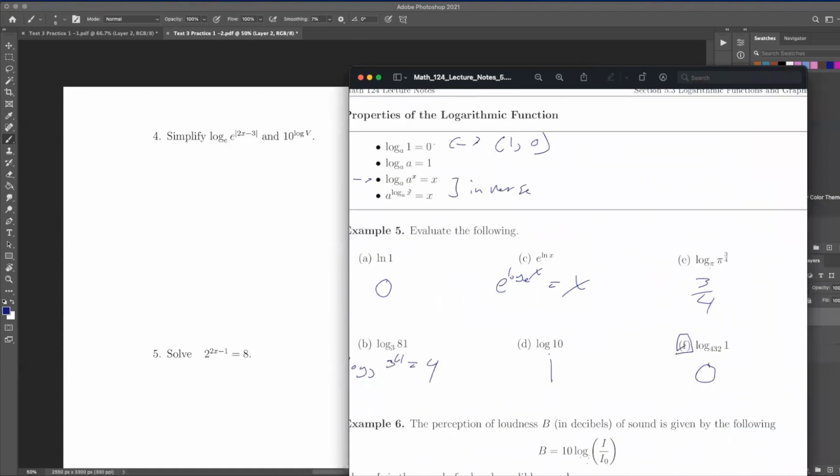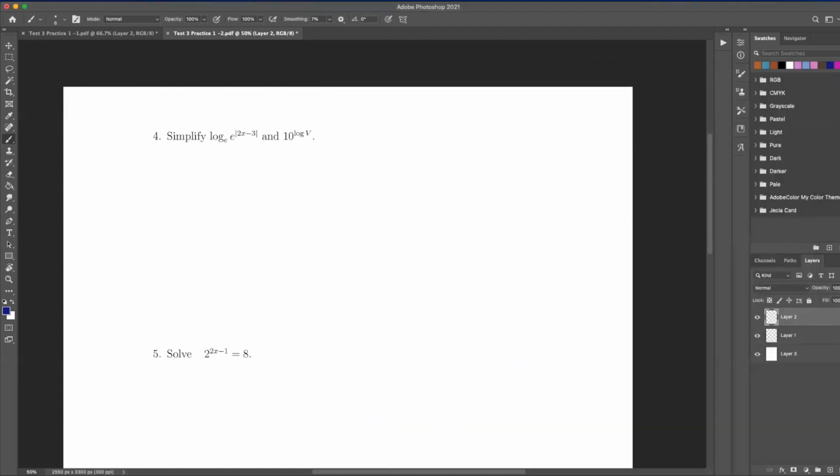So this theorem right here. We're going to have either log base a of a to the x is equal to x, or a to the log base a of x is equal to x. So these are what we're going to be using. So here, log base e of e to the absolute value of 2x minus 3 is just equal to the absolute value of 2x minus 3.